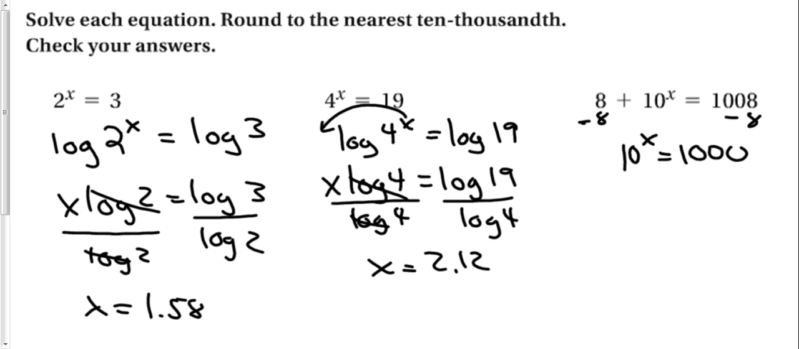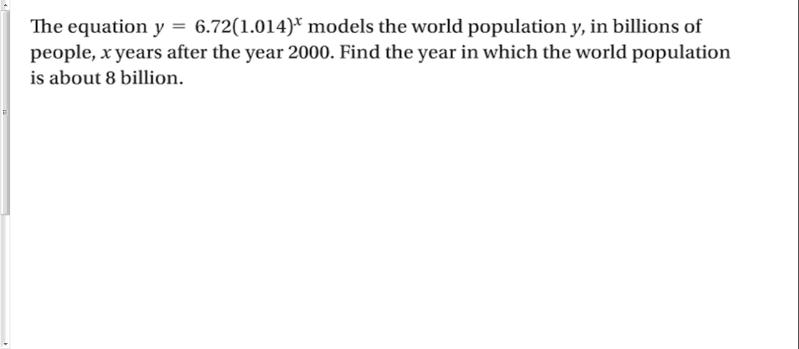And now look at the 1,000. It has a base of 10. So this question just got a lot easier. 10 to the third power. So x is equal to 3. So whether you have to take a logarithm of both sides, or the problem has a common base, we can solve exponential equations using those two properties.